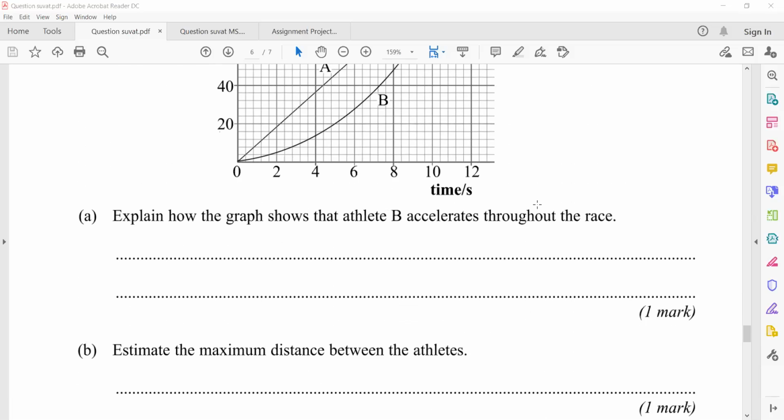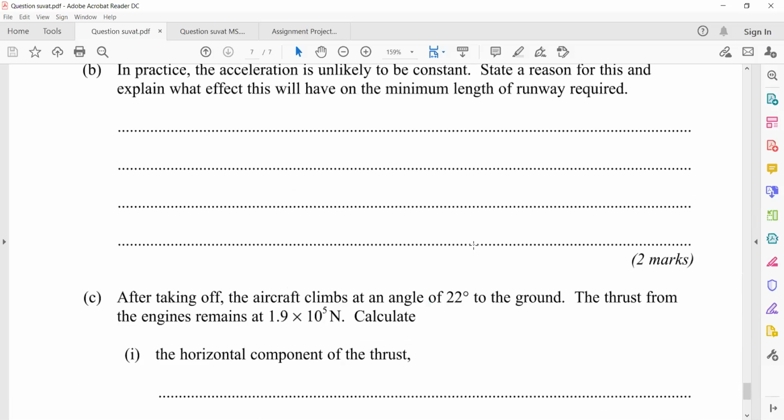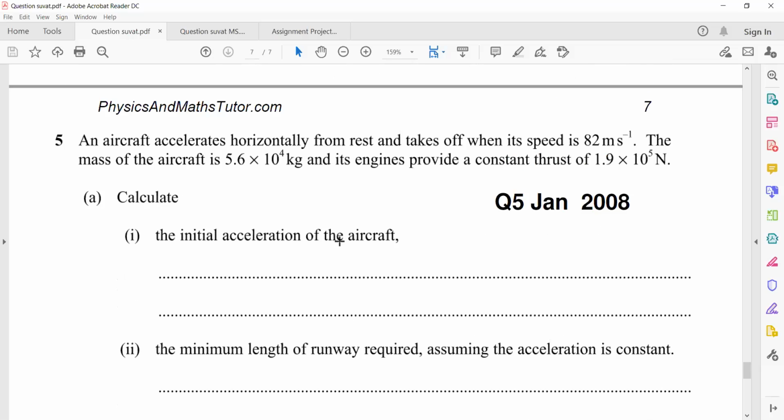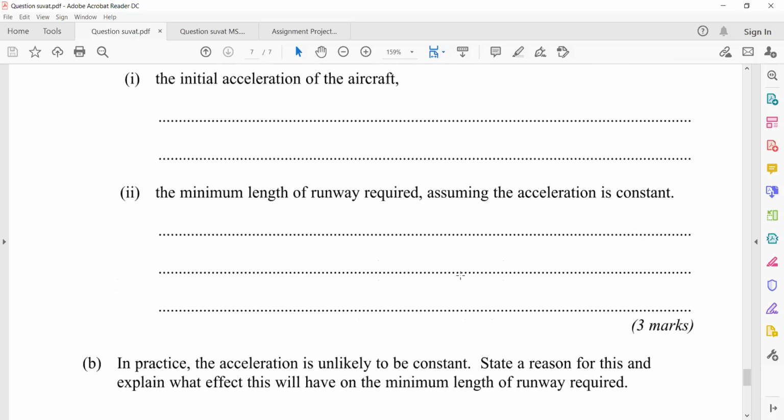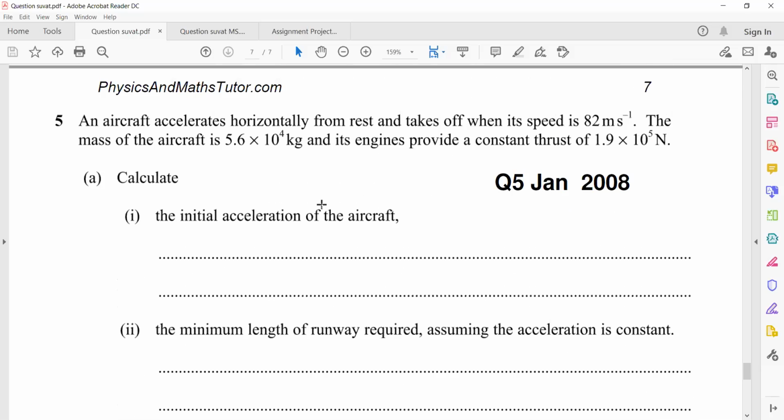Then last page, question 5, part B. In practice, the acceleration is unlikely to be constant. State a reason and explain the effect that will have on the minimum length of runway required. Because what happened, for aircraft and rockets, they are using fuel. So their mass is not kept constant. As well as air resistance also, as the speed is increasing, the air resistance is also increased.